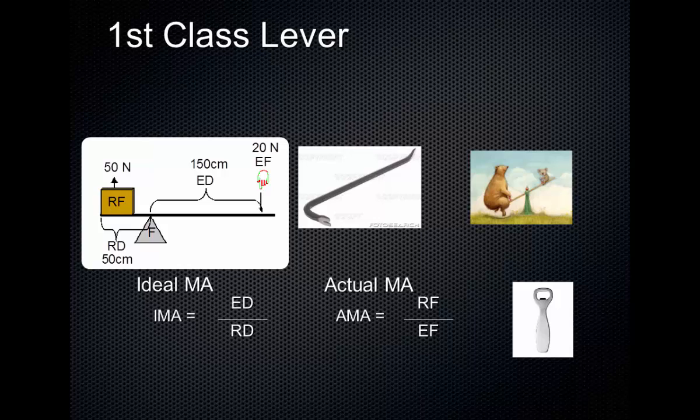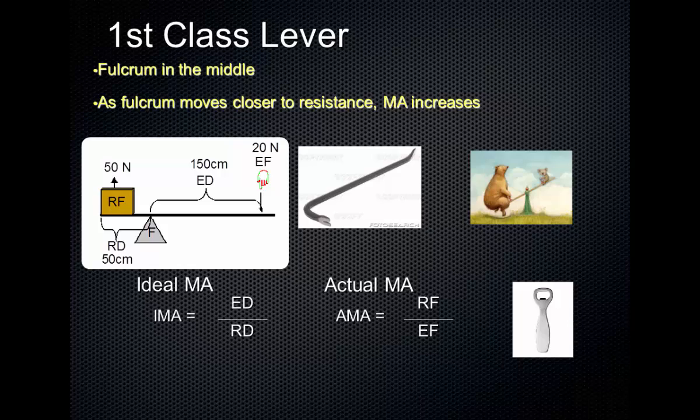Okay, first class lever. If you've ever been on a teeter-totter on a playground, that's a first class lever. You have the fulcrum in the middle, and then you have the resistance on one side, the effort on the other side. Here's a diagram of one. So a first class lever has the fulcrum in the middle, and as the fulcrum gets closer to the resistance, the mechanical advantage increases.